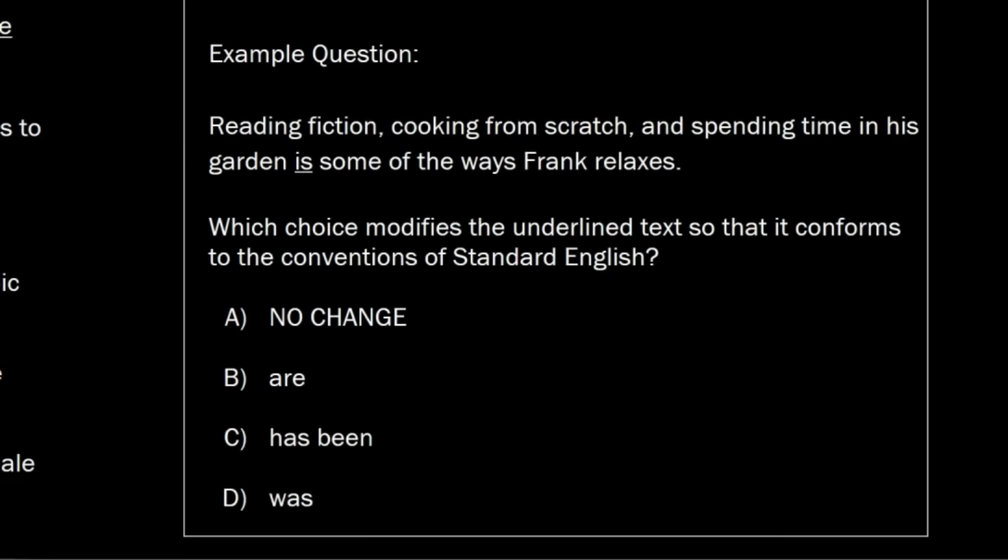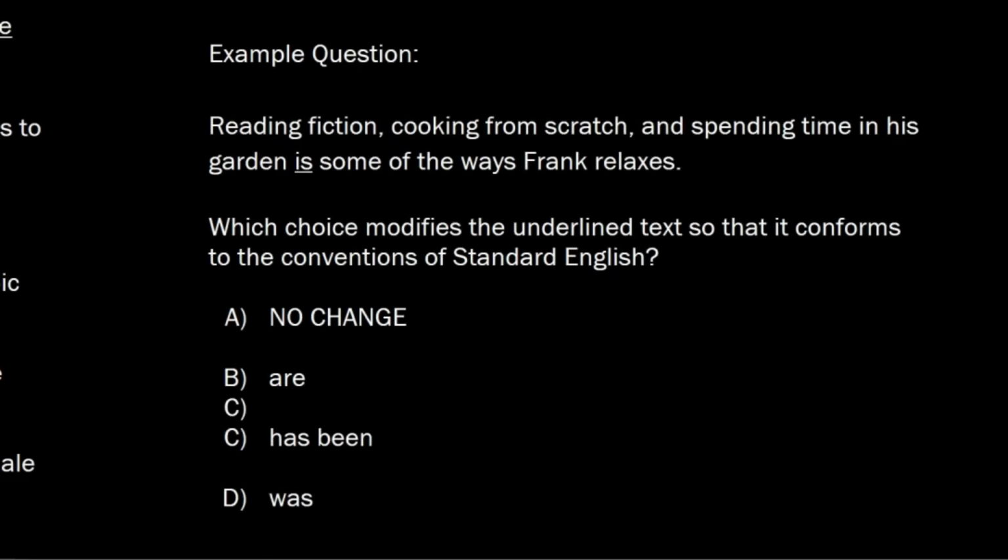Now let's take an example question here. Reading fiction, cooking from scratch, and spending time in his garden is some of the ways that Frank relaxes? No, it doesn't make sense. Just think about it in your brain for a lot of these verb questions. Does that make sense? Is that the right grammar? If you are an international student and these conjugations are a little tough for you, try looking up a conjugation chart and memorize that before you go any further with your subject-verb and verb agreement. But the answer here is B.